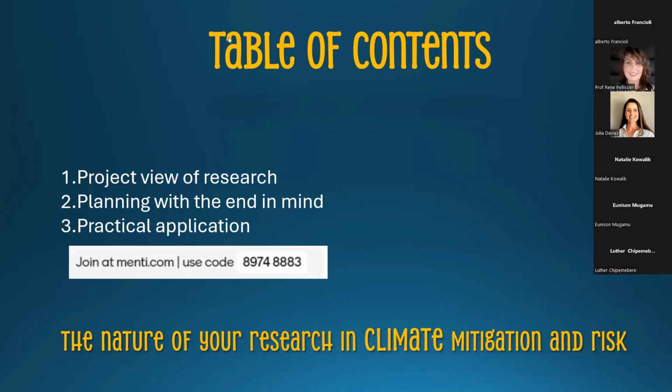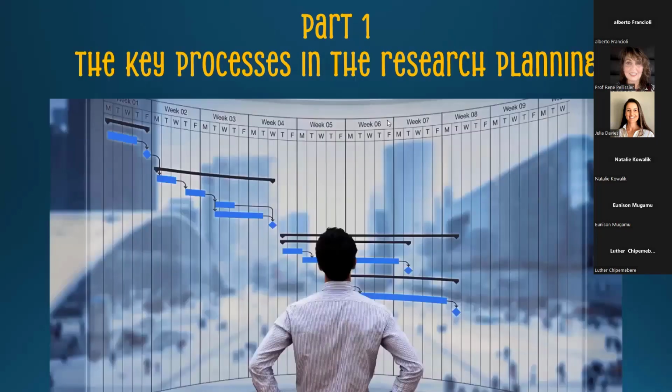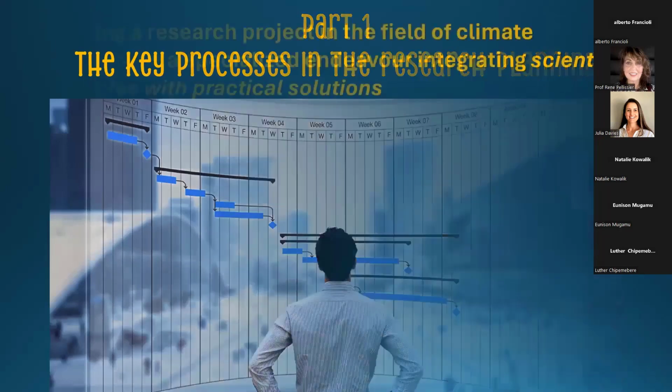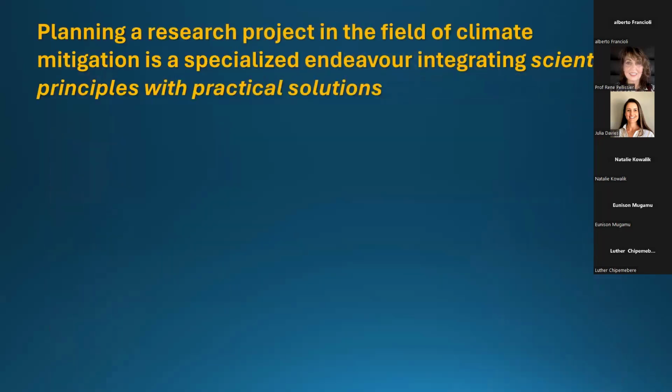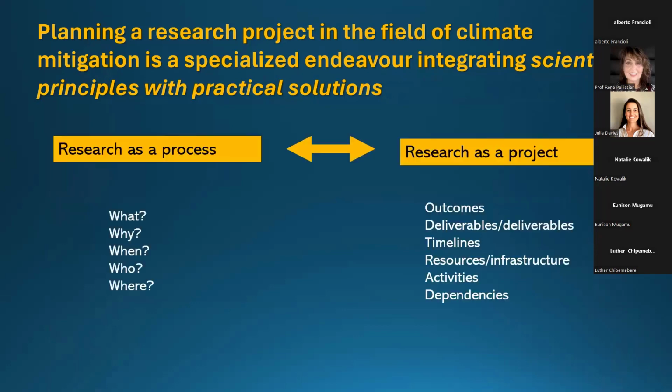just talk with you. Okay, so the first of the three parts is talking about the processes that we use from a project perspective in terms of research. Now, planning a research project in this field means that we've got to integrate the scientific principles that we know from research with practical solutions. Now, that means that we've got to marry what is on the left-hand side and what is on the right-hand side. On the left-hand side is the typical rigorous research side.